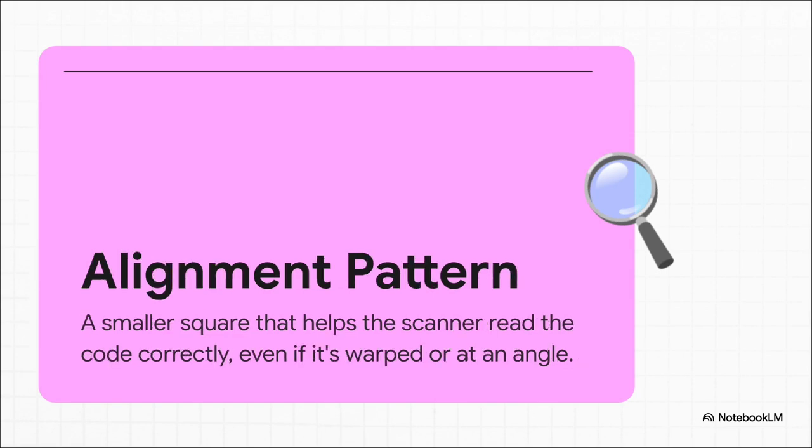Now, you've probably noticed there's a smaller square kind of tucked away near the bottom right. That little guy is the alignment pattern, and this is where it gets really clever. Its job is to make sure the scan works even if the code is a little bent or if you're scanning it from a weird angle. It helps your phone digitally straighten out the image for a perfect read every time.